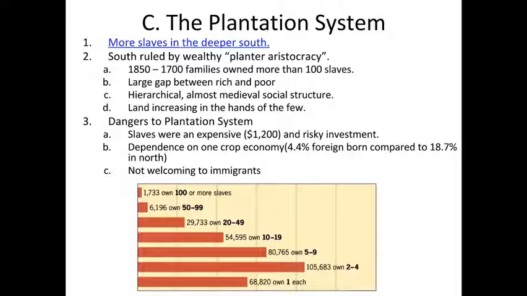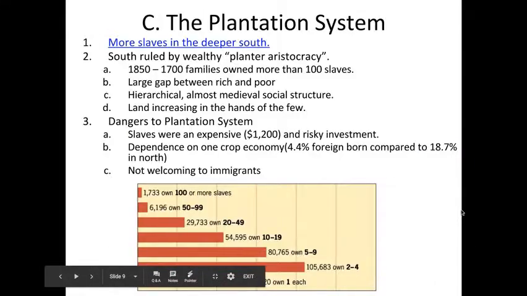Dependence on one crop economy, mainly cotton. 4.4% were foreign-born compared to 18.7% in the North. And the South was very anti-immigrant. So again, as we were talking about in class, there was a first wave of immigrants and the second wave of immigrants. So as these new immigrants were moving into North America, and some were even coming to the South, a lot of those families in the South that had ties back to the 1600s were not very welcoming to immigrants.